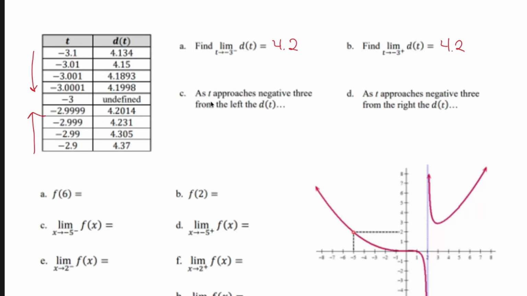And it's not x, it's t. As t approaches -3 from the left, the d of t approaches 4.2. And as t approaches -3 from the right, the d of t also approaches 4.2. Okay? So we have a whole mess in this problem.